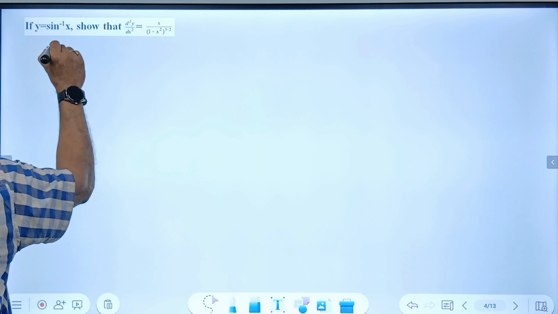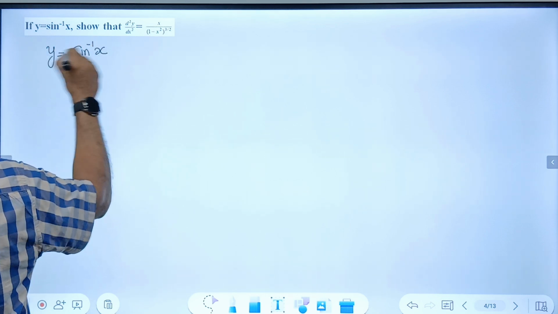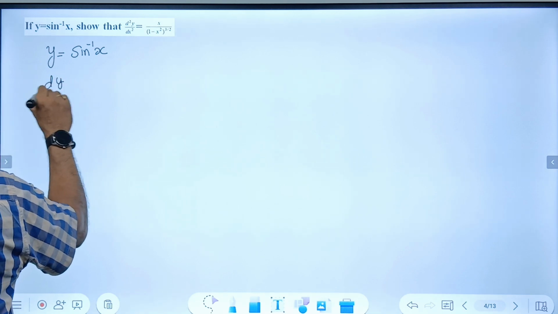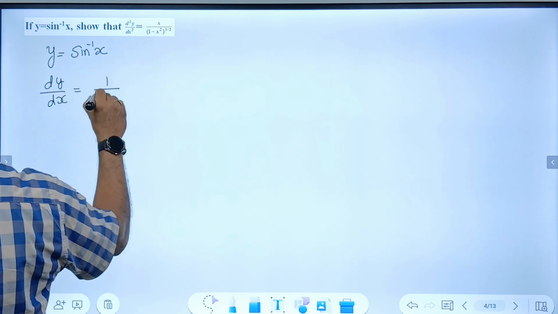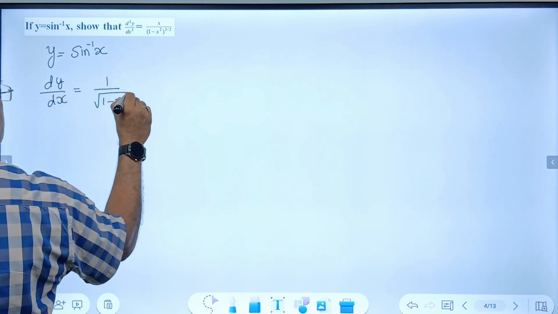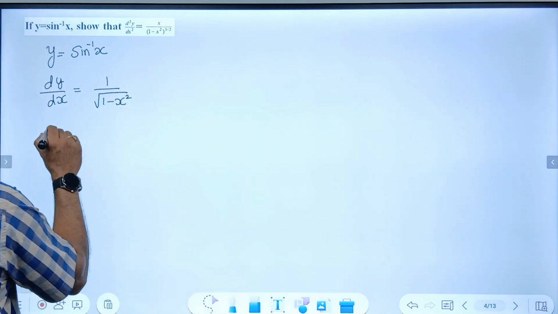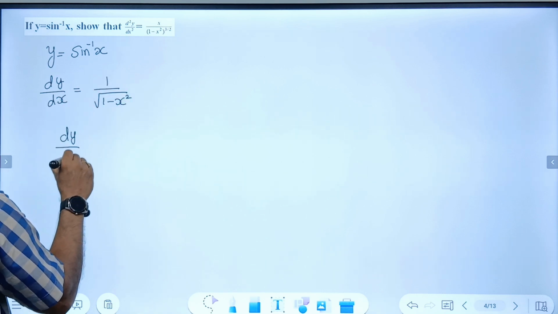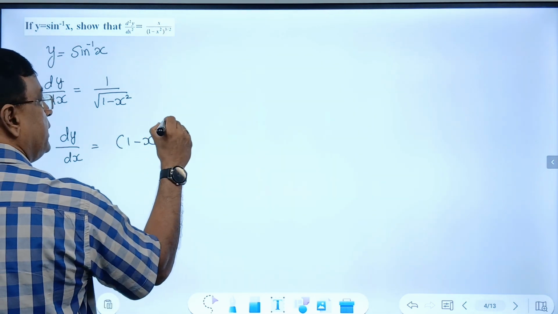First let's take y equal to sin inverse of x. Now differentiate both sides with respect to x. So what do I get? dy by dx, this is the first order. And differentiation of sin inverse of x is 1 by root of 1 minus x square. Now what should I do? I have to do the second derivative. So can I say dy by dx is (1 minus x square) whole power minus half.